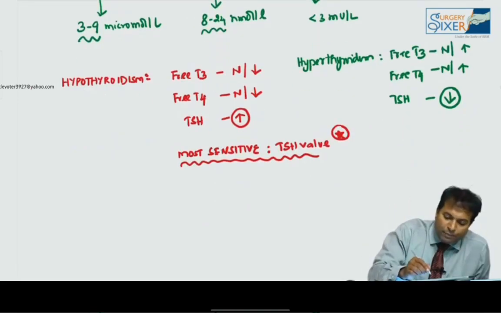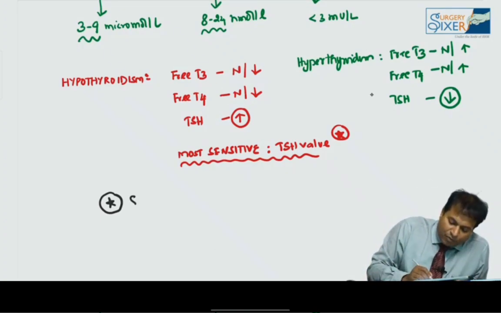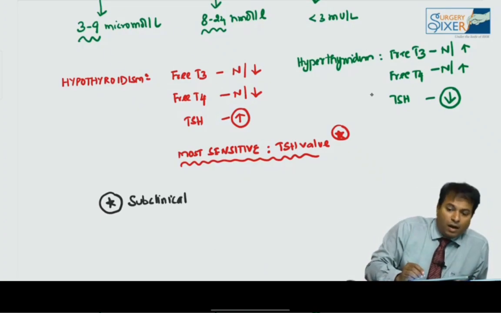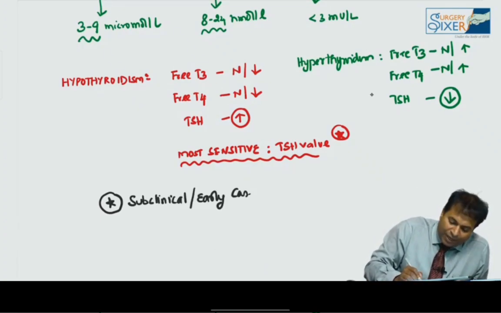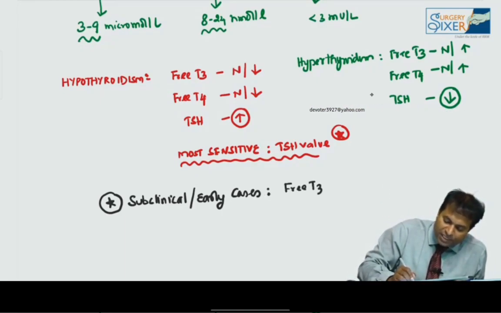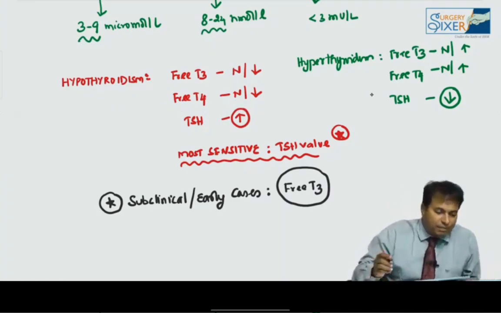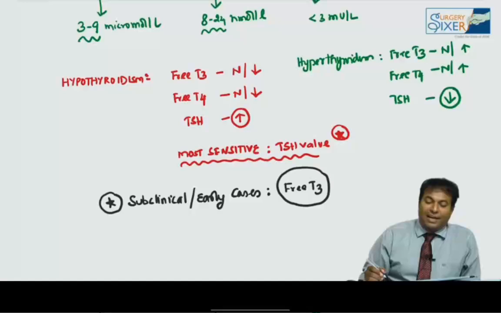Now I'm going to tell you a few MCQs based on thyroid profile. You want to remember certain MCQs from thyroid profile. The first MCQ is, I want to diagnose subclinical or early cases of hypo or hyper. What I will do is measure free T3, which is used to measure early and subclinical cases. So this is one MCQ. Early cases and subclinical cases are diagnosed by measuring free T3.